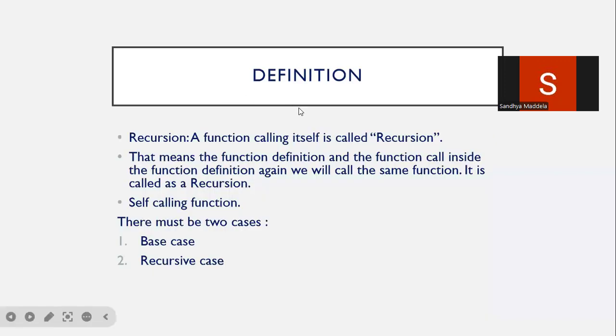So, first of all, what is meant by recursion? As we know, a function calling itself is called recursion. Inside the function definition, we call the same function again, so that we call it recursion. It is also called a self-calling function.